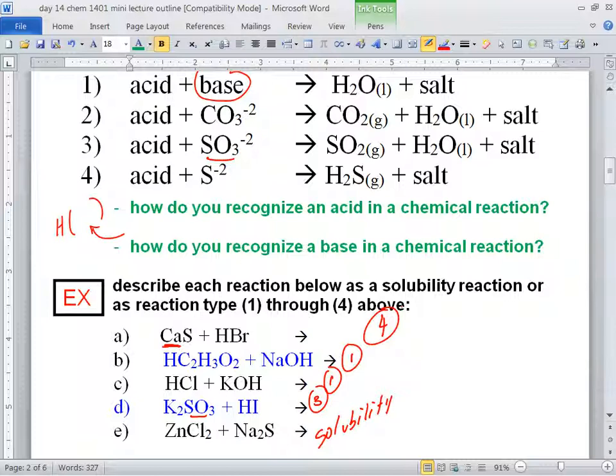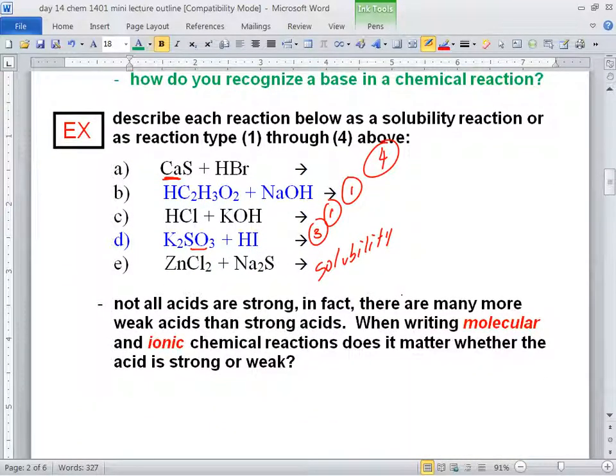Okay, so that gives you a game plan. So now let's get into the little peculiarities of all this. Not all acids are strong. In fact, there are many more weak acids than strong acids. Gazillions of weak acids. Very few strong. When writing molecular and ionic chemical equations, does it even matter whether an acid is strong or weak?